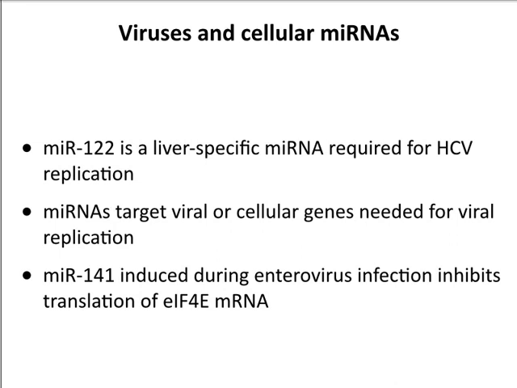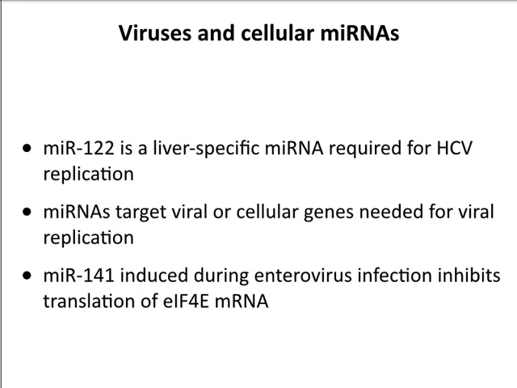And I want to tell you about one specific microRNA called miR-141. This is induced during infection with enteroviruses, and it inhibits the translation of EIF4E. EIF4E is the cap binding protein. The virus doesn't care about EIF4E. Who cares about EIF4E? The cell. So this is another way for the virus to shut off cellular translation, by inducing this microRNA that shuts off EIF4E. So the microRNA is probably around to regulate EIF4E during normal cellular life, and the virus has somehow evolved to take advantage of this.